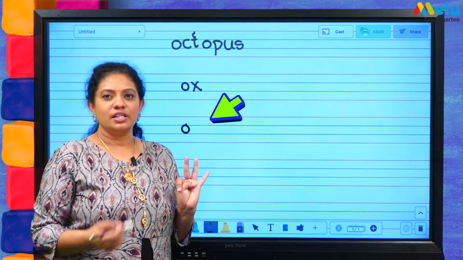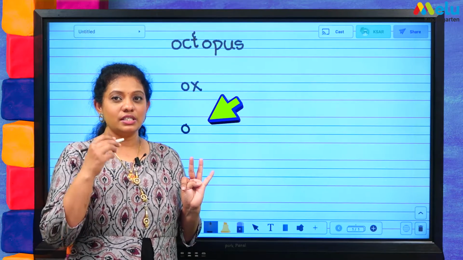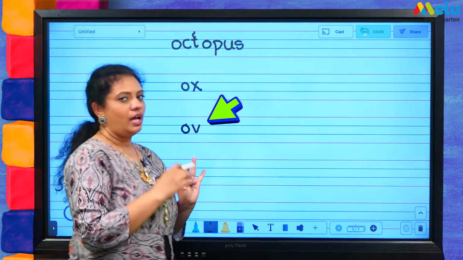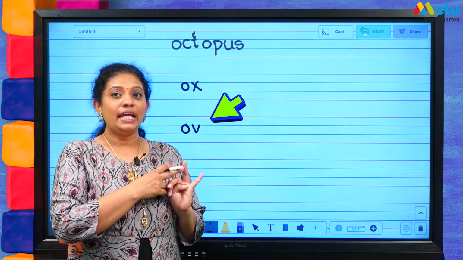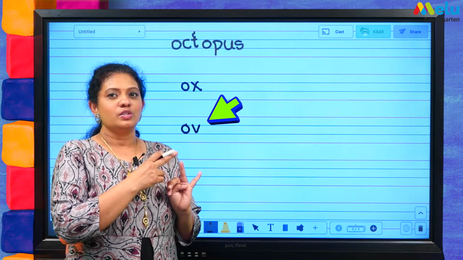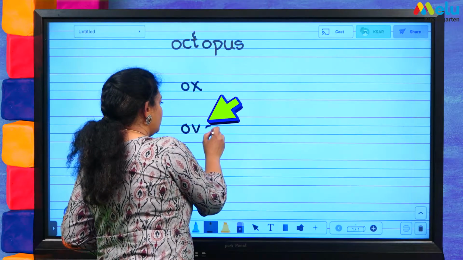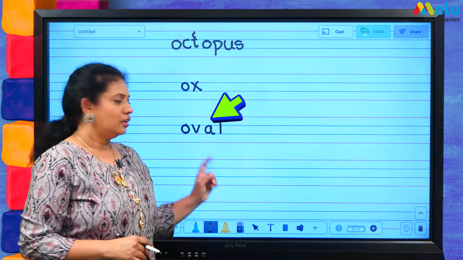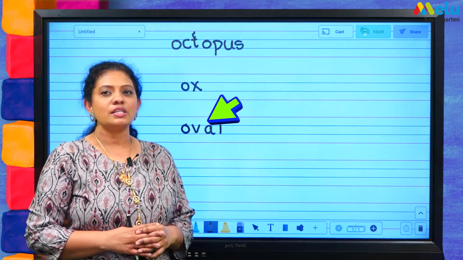And the next sound is V, right? So which letter sounds V? It is V. And the next sound is A, right? So the letter A has two sounds, right children? So here you have to write A. Then L. L sounds L. Oval. And the last word is ostrich.